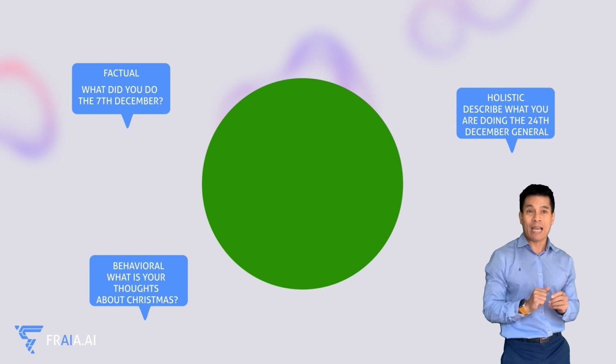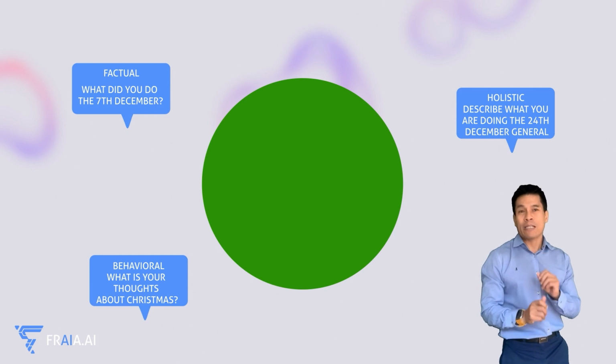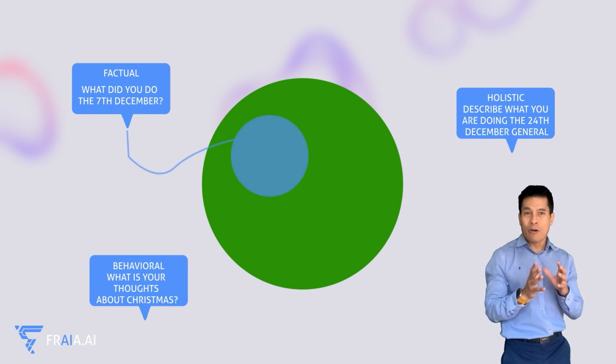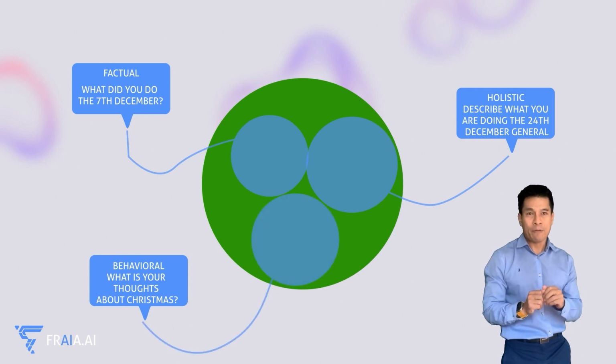If we go back to the analogy from video 1, where we compared the models to shapes, we have the factual responses represented by the top left corner of the circle, the holistic in the right corner, and the behavioral at the bottom. With the COMB model, we can feed hundreds of queries into each category and then measure the chatbot's performance.